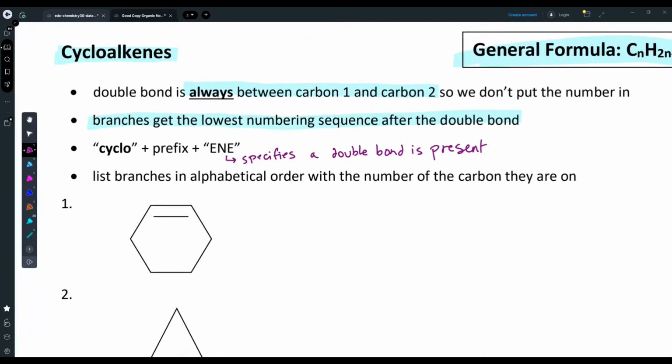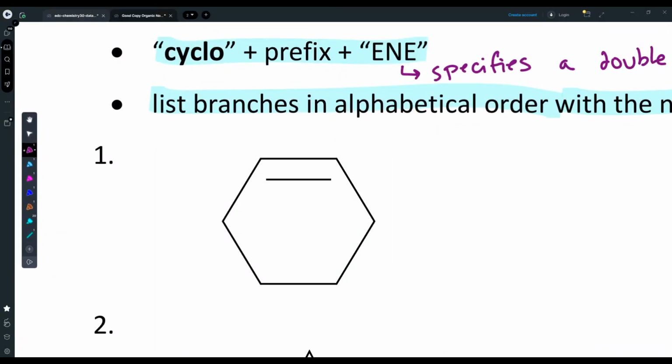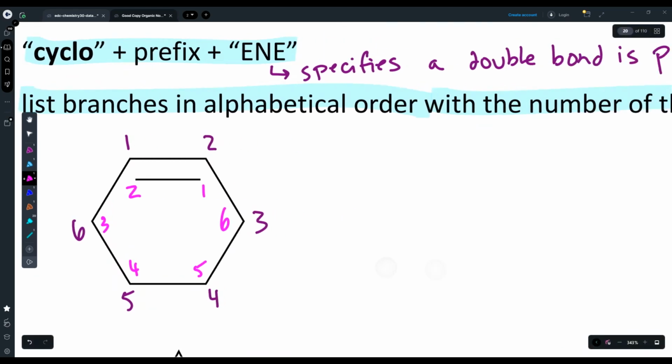Okay, you're also going to list the branches in alphabetical order, with the number of carbon that they're on. All right, so let's do this one here. We have 6 carbons in this ring, and it really doesn't matter if you number your carbons this way versus this way, because both ways have the double bond in between carbon 1 and carbon 2.